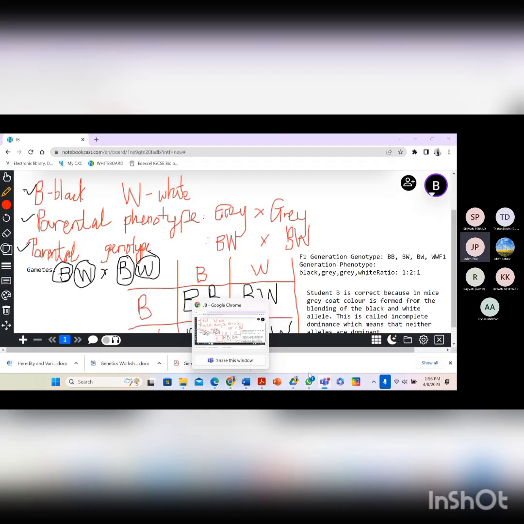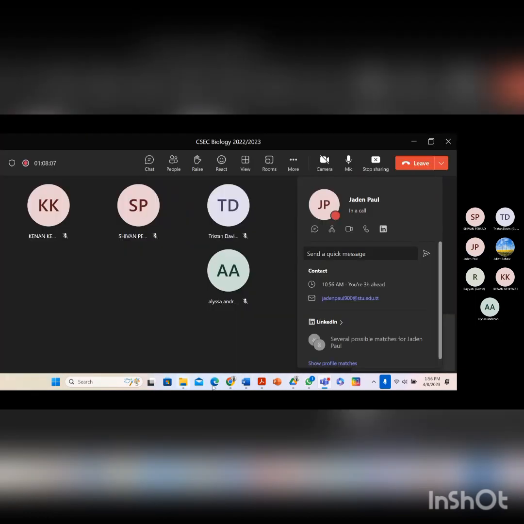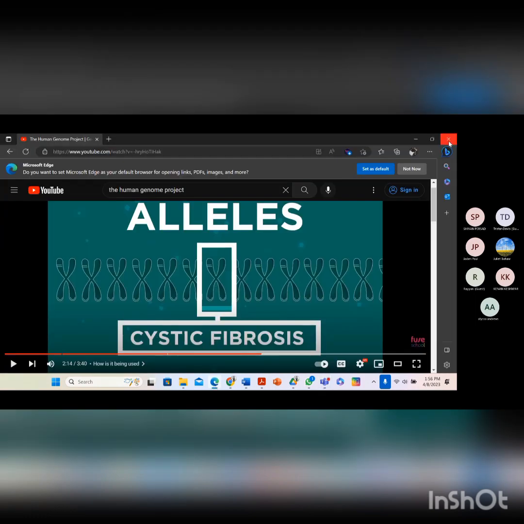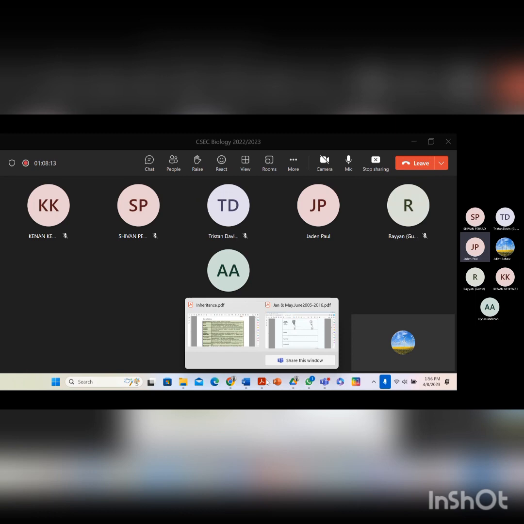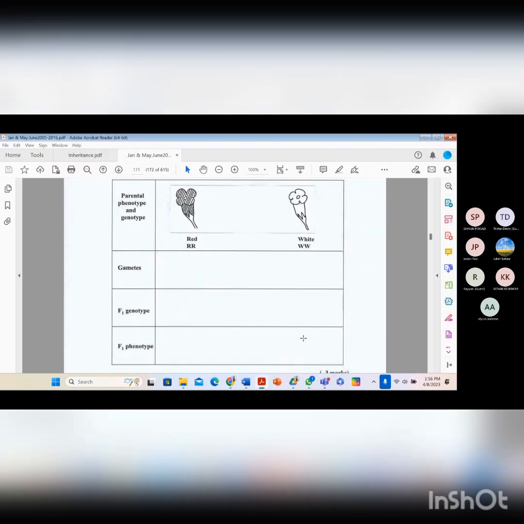I got a 2 to 4 ratio. 2 to 4, you know, 2 to 4 could also be 1 to 2. I got a 1 to 2 to 1. Uh-huh, 1 to 2 to 1. Anyone else?